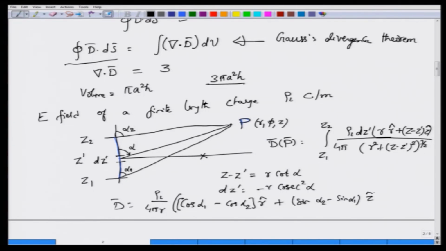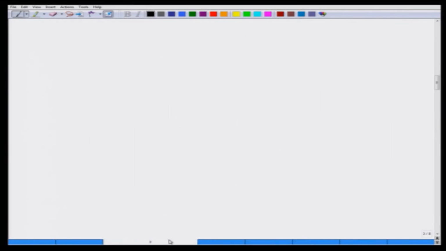So, there is a dependency on both r as well as z in the electric field D, as we have written in this particular thing. Alpha 1, alpha 2 themselves depend on the point P. If you are going to go around the point P, these values of alpha 1, alpha 2 will also change. If you want to sketch the field pattern for this, assume that the charge is lying along here.